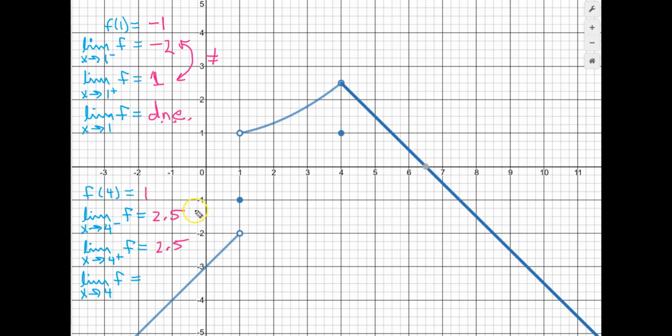Now since the left and right hand limits are equal to each other, the full limit will be that same number, which is 2.5 in this case. So that's a quick graphical example of partial limits.